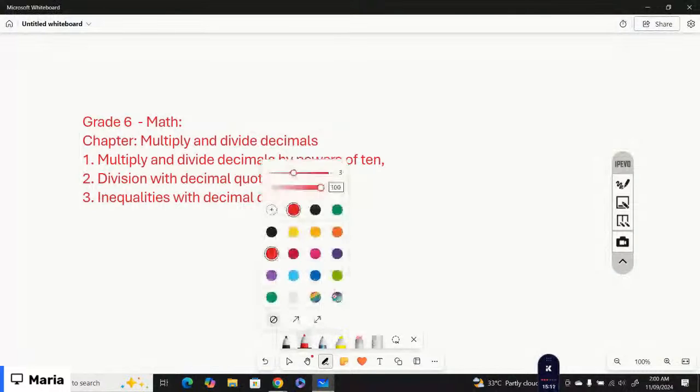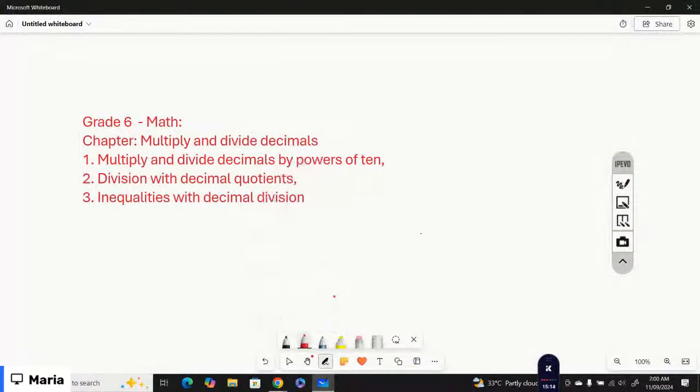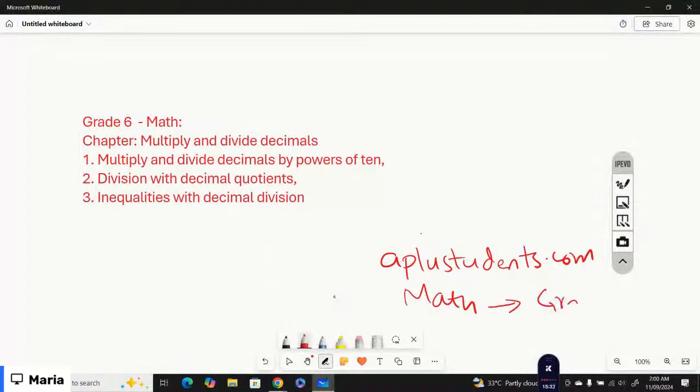We are here for grade 6 math. You can find all the lessons on aplusstudents.com. You have to log in there using your email address and password as provided by the administrator. Then you have to select math from the subject tab. Scroll down to grade 6 math and then click on view all lessons. There you can find a list of the chapters.